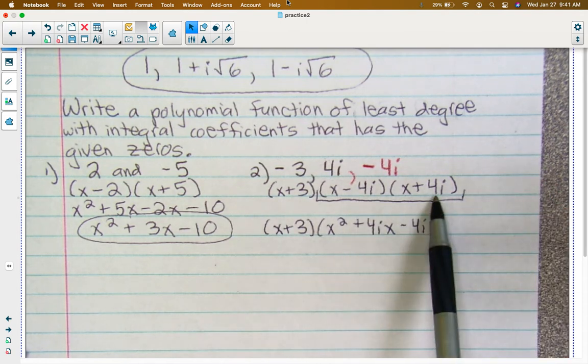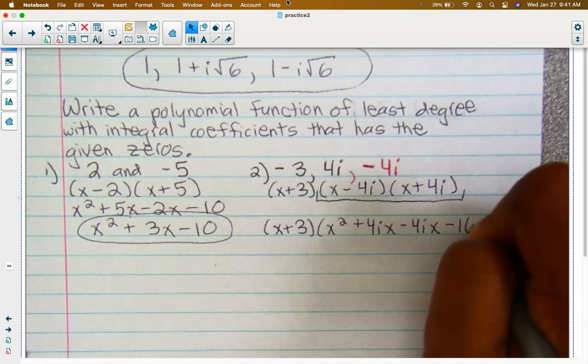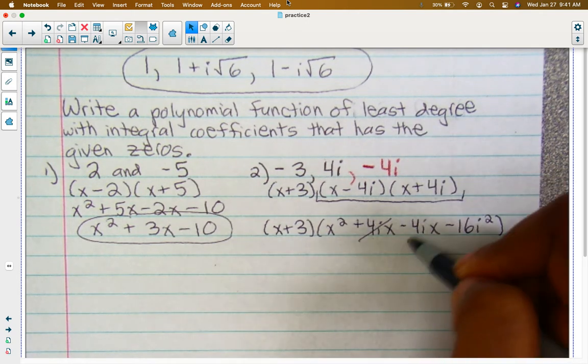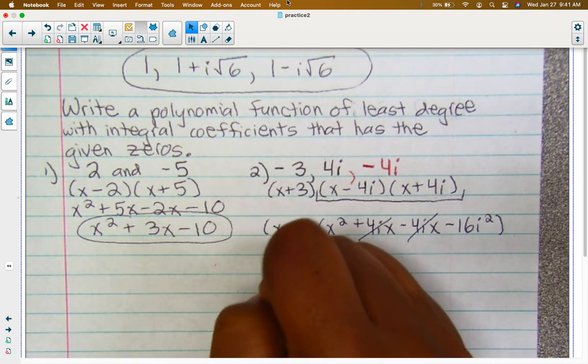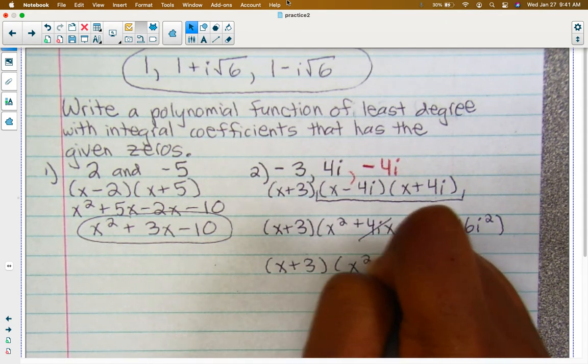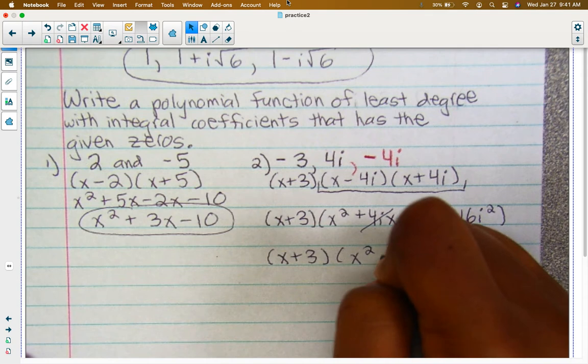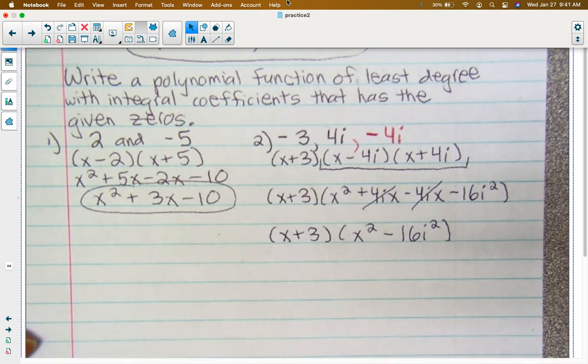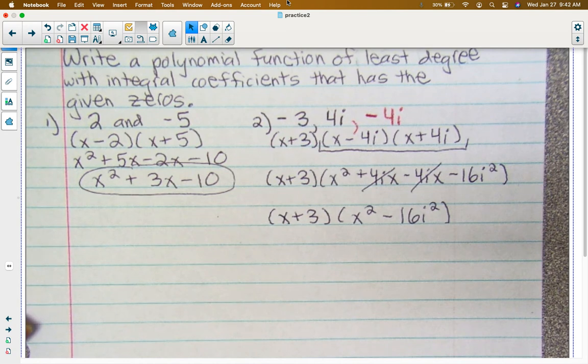Negative 4i times 4i is going to give me negative 16i squared. Positive 4ix and negative 4ix cancel each other out. So this now gives me x plus 3 times x squared minus 16i squared. Now, I know that i squared gives me negative 1.